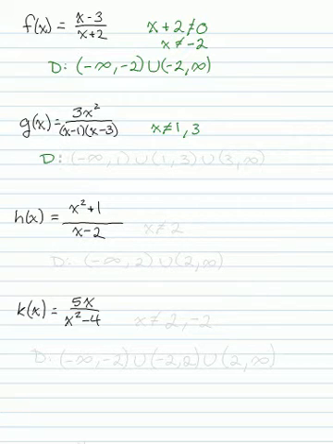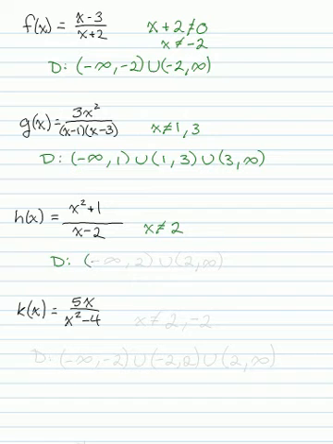So our domain will be negative infinity up to 1. And notice we're giving it parentheses because we do not want to include 1. 1 to 3. And 3 to infinity. For h, notice that x cannot equal 2. So our domain is just going to be negative infinity to 2, unioned with 2 to infinity.